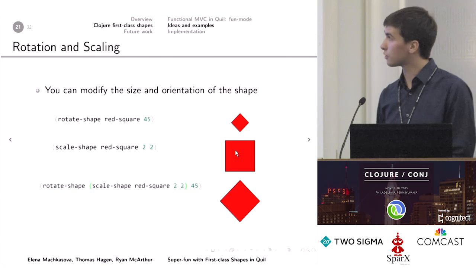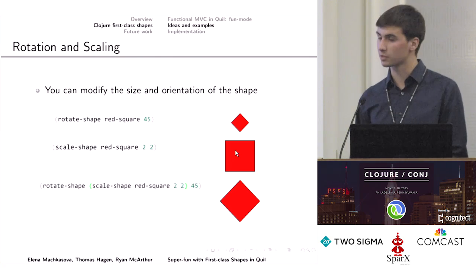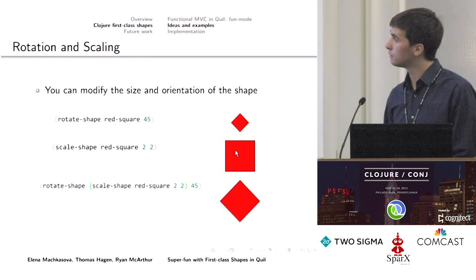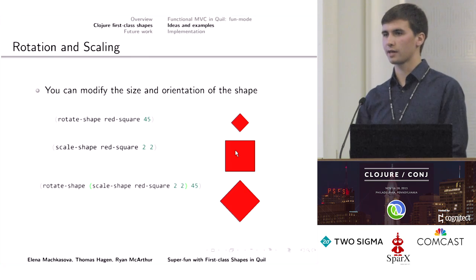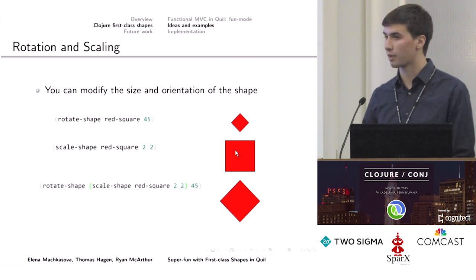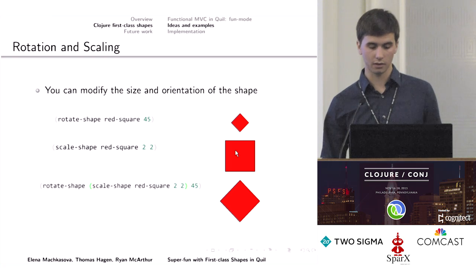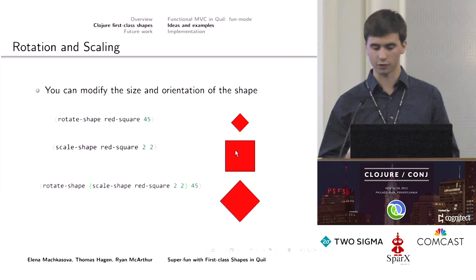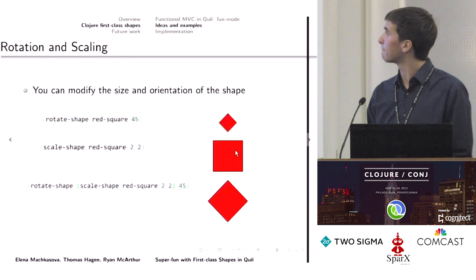We can also rotate and scale. So in this case, we are rotating a red square of some size 45 degrees. And you can also scale, and it's actually an X scale and a Y scale. So we're scaling the X axis and Y axis by 2 in this case, so we're doubling the size of the shape. And then you can first scale it and then rotate it at the same time.